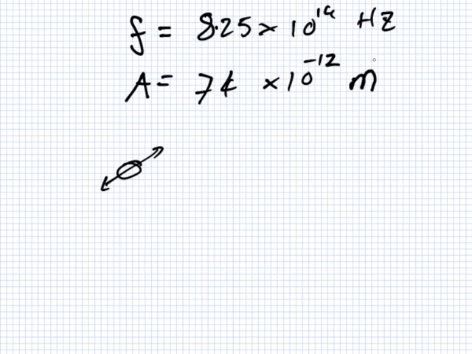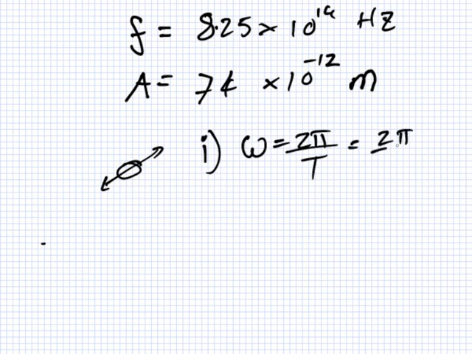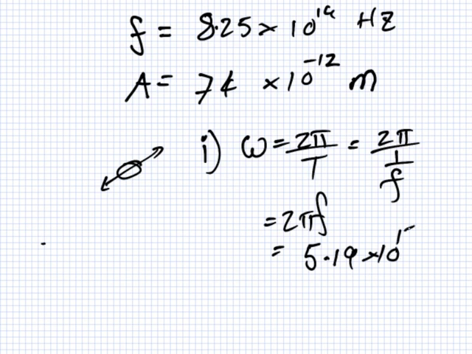Right, so my first question here is what is the omega? So the omega is 2 pi over T. Do we know the T? No. But we know that T is 1 over f. So omega is 2 pi f. So omega is 5.19 times 10 to the 15 radians per second.